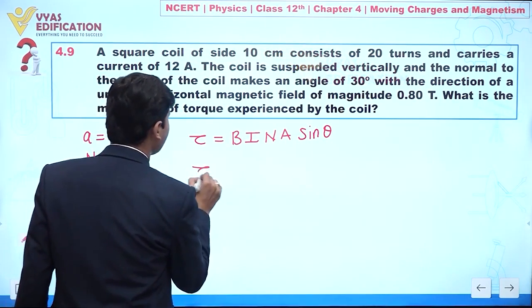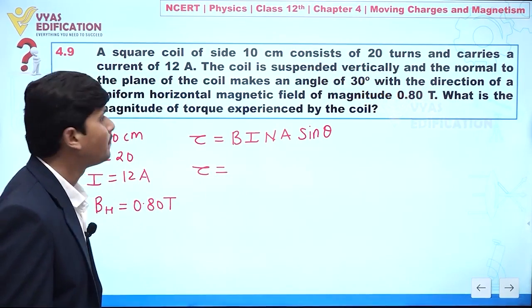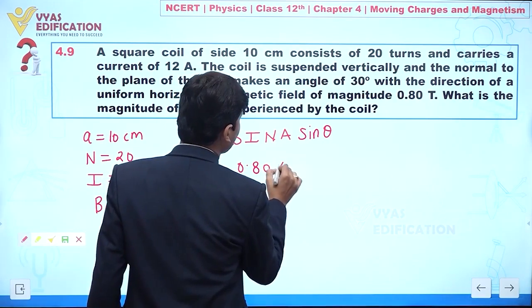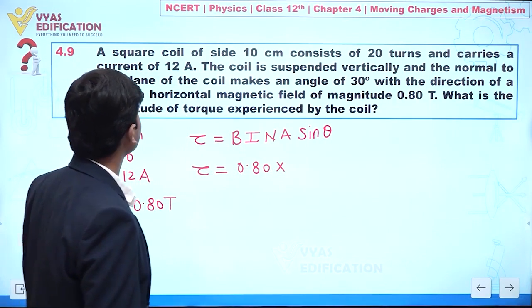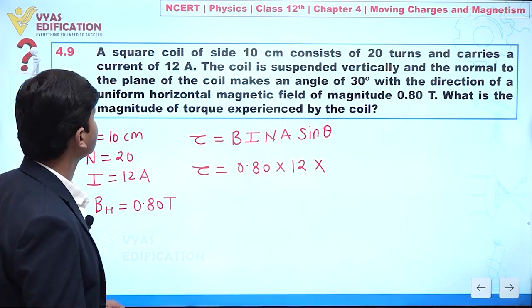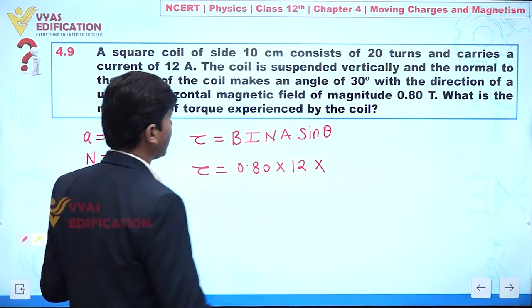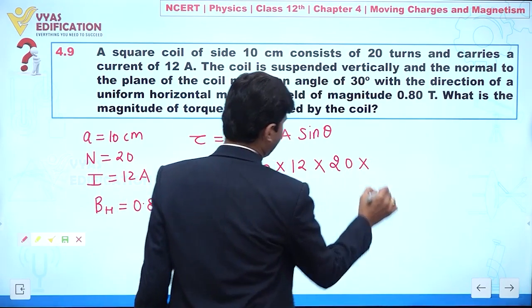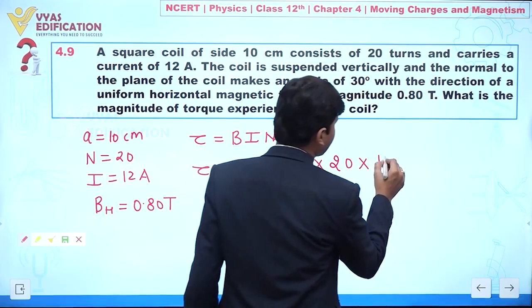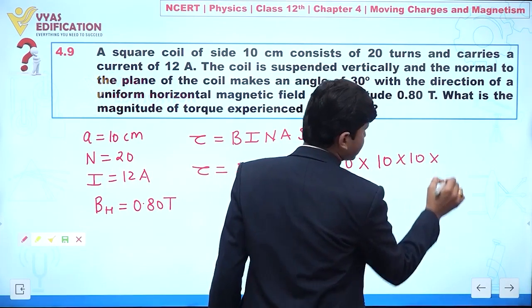From here, we put the value of magnetic field 0.80, multiplied by the current flowing, which is 12, and the number of turns, which is 20. For the cross-section area, the side is given as 10, so 10 multiplied by 10, in centimeter square.